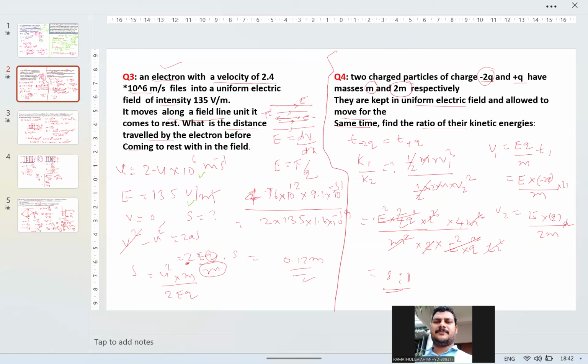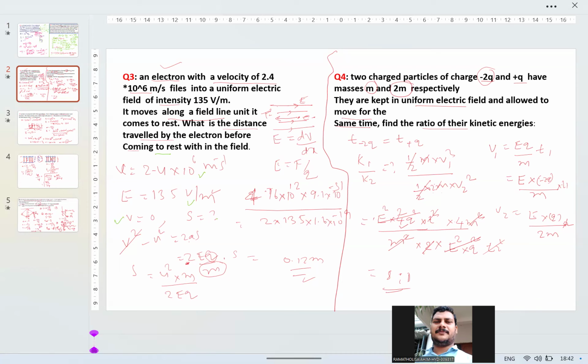So it is coming to rest before, which means the final velocity is 0. How much distance is traveled? This is what is being asked. So here the electric field units are volt by meter.